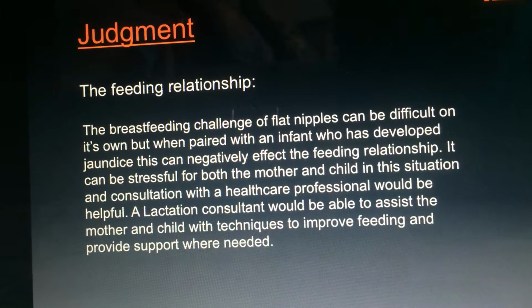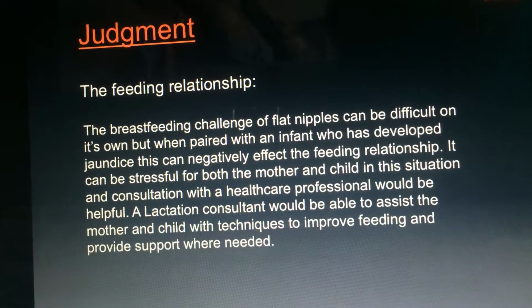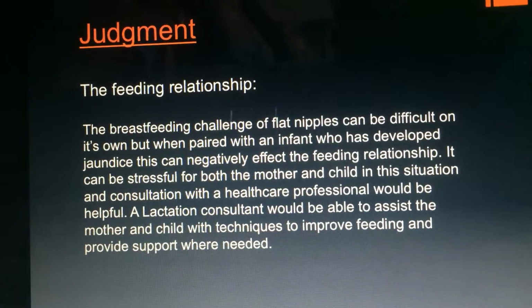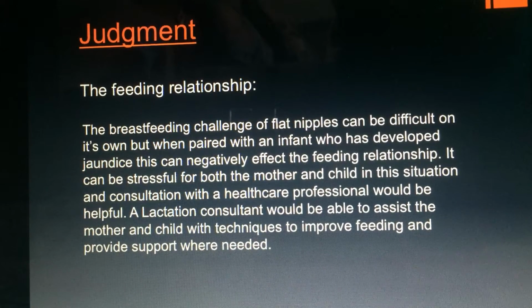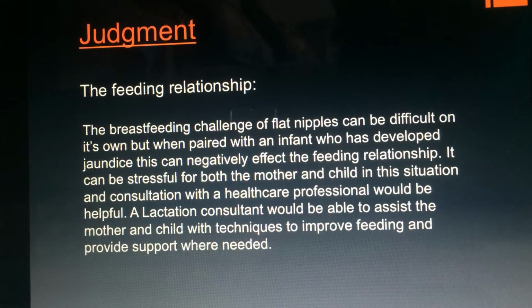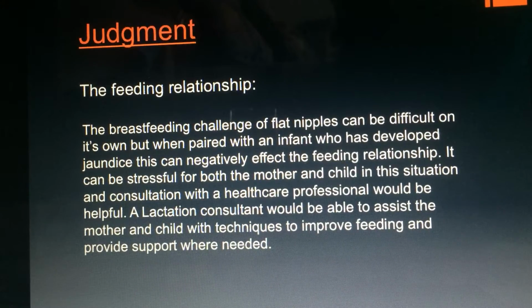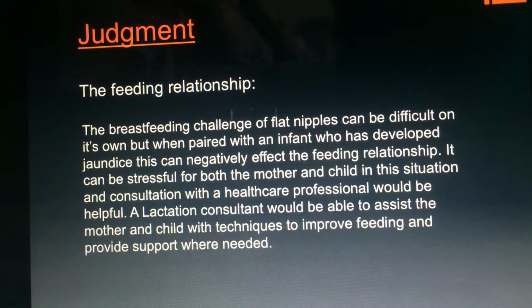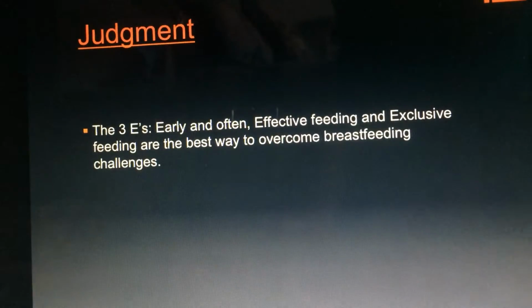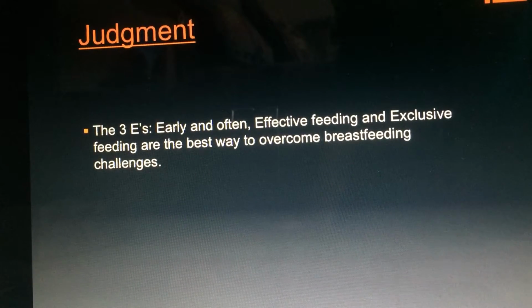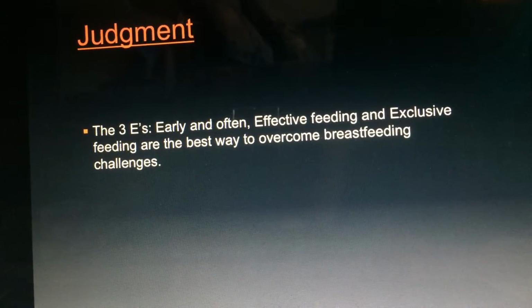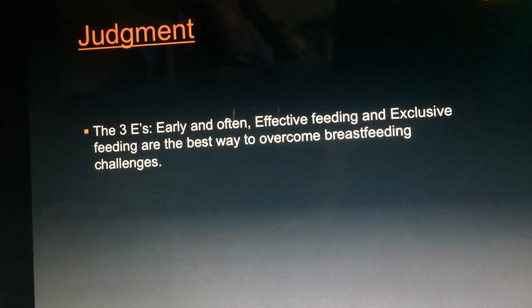The breastfeeding challenge of flat nipples can be difficult on its own, but when paired with an infant who has developed jaundice, this can negatively affect the feeding relationship. It can be stressful for both the mother and the child in this situation, and consultation with a healthcare professional would be helpful. A lactation consultant would be able to assist the mother and the child with techniques to improve feeding and provide support where needed. The 3 E's, early and often, effective feeding, and exclusive feeding, are the best way to overcome breastfeeding challenges.